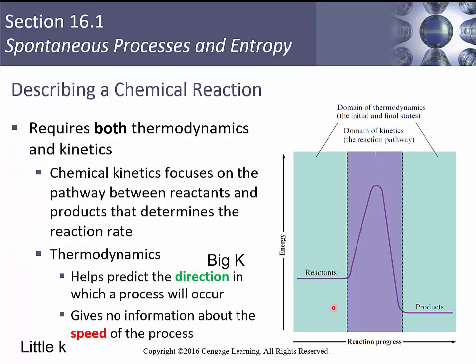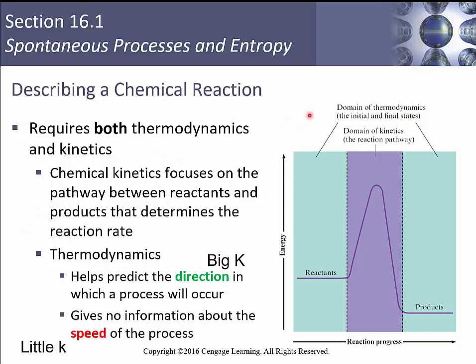So let's talk about a chemical reaction. We're going to talk about spontaneity. A chemical reaction requires both thermodynamics and kinetics. The chemical kinetics focuses on the pathway between the reactants and the products and determines the reaction rate, how fast it is.